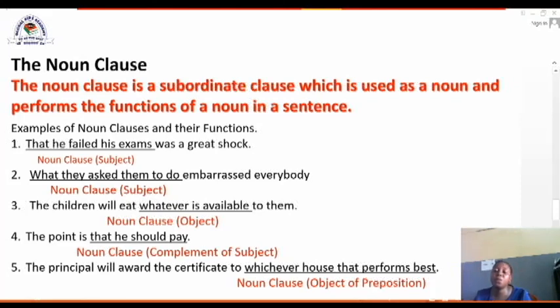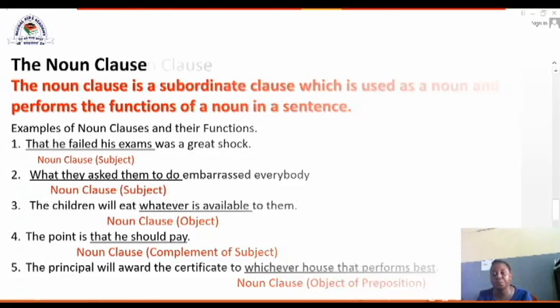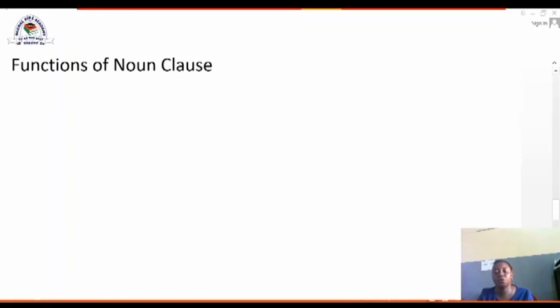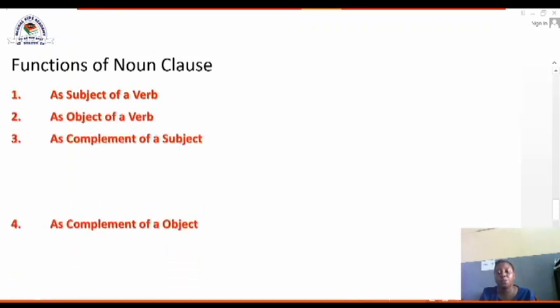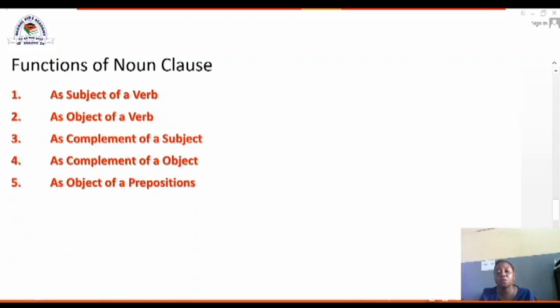The principal will award the certificate to whichever house that performs best. Could be Nnamdi Azikiwe house, Herbert Macaulay's house, Obafemi Awolowo house, or any other house. But what we have is whichever house that performs best, which is a noun clause as object of the preposition to. Now, functions of noun clauses. The functions are the ones we have identified earlier as subject of a verb, object of a verb, complement of a subject, complement of object, and complement of preposition.